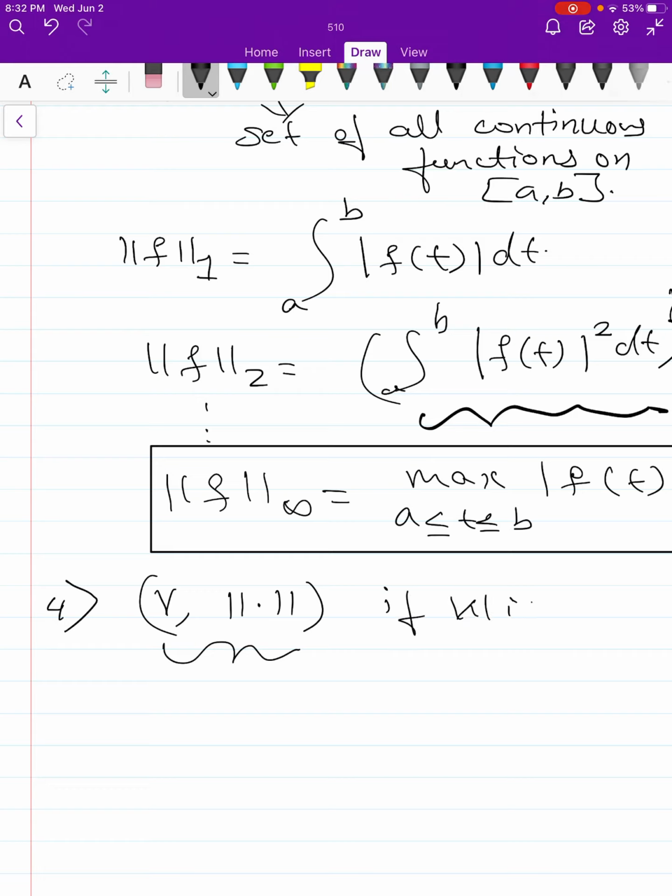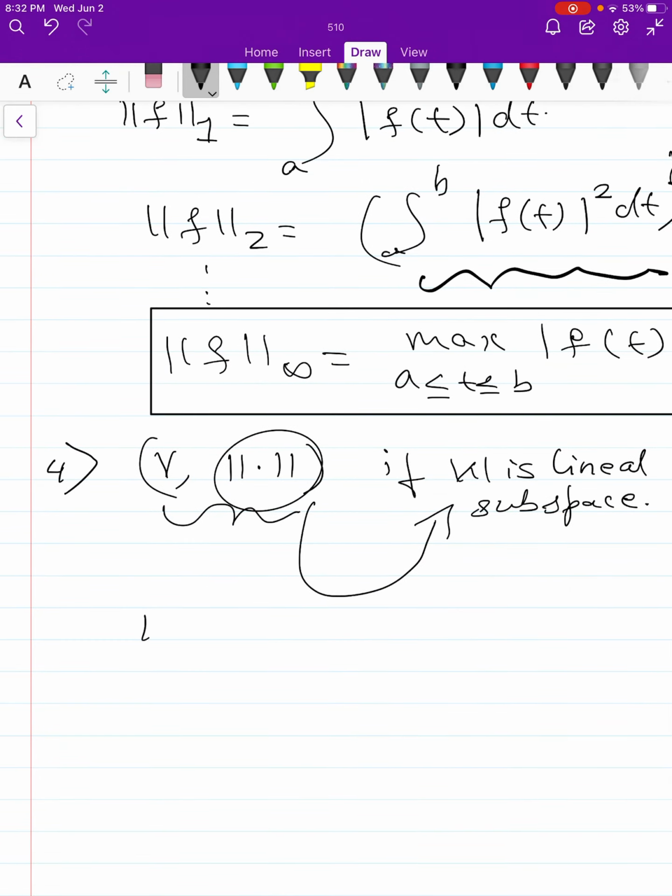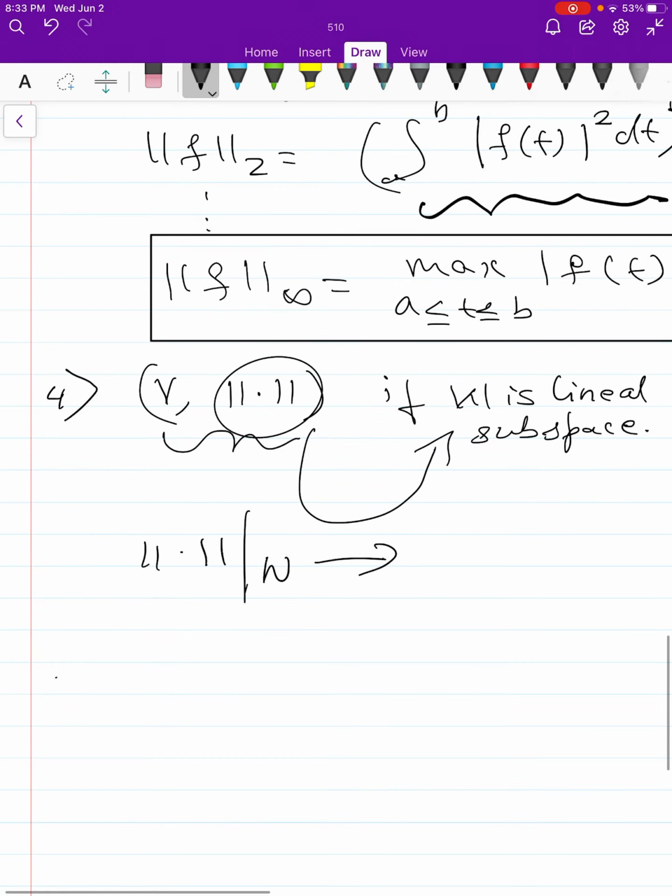So if W is a linear subspace, and you already have a norm defined on the superspace V, then the same norm can be applied to W. So the restriction of the particular norm defined on V to W definitely works. It's definitely a norm on W.